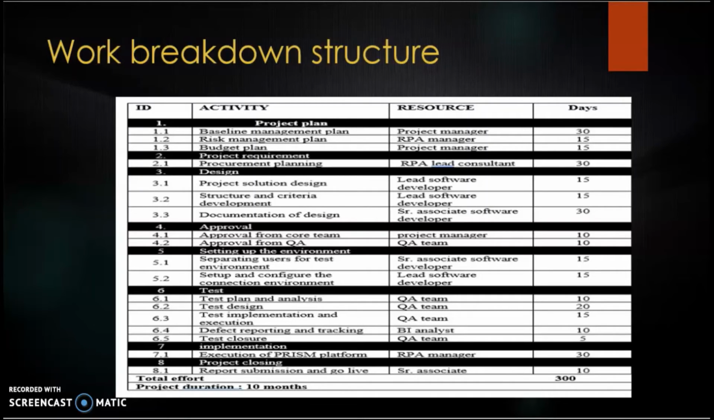So after calculating all the days, the total effort or total days which we take is 300 days. That means the project duration we have estimated is 10 months.